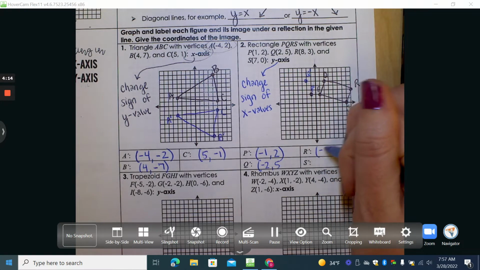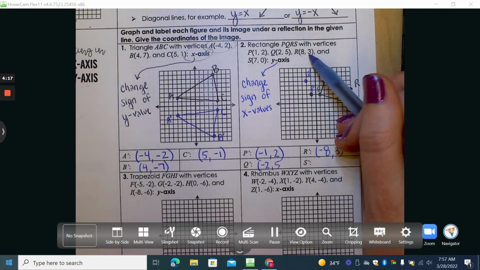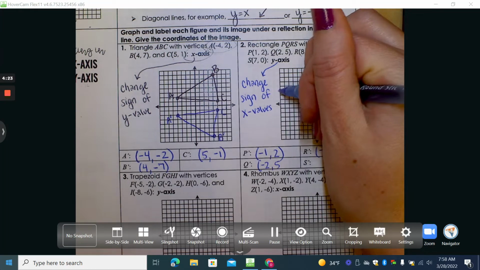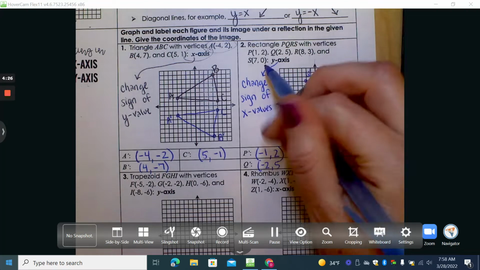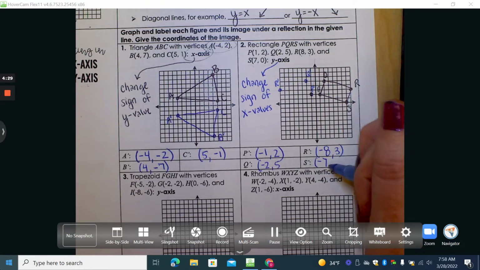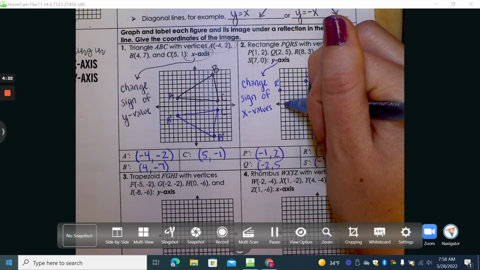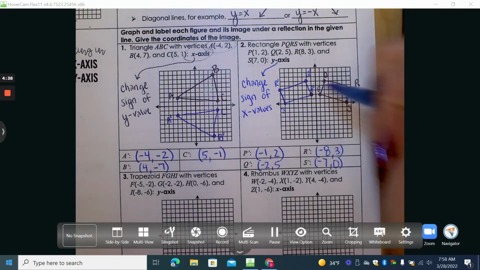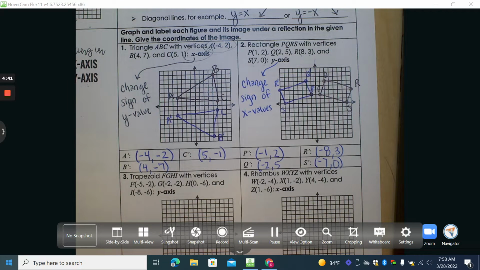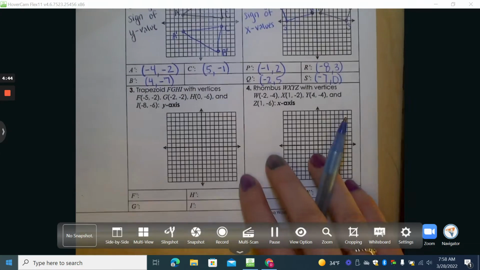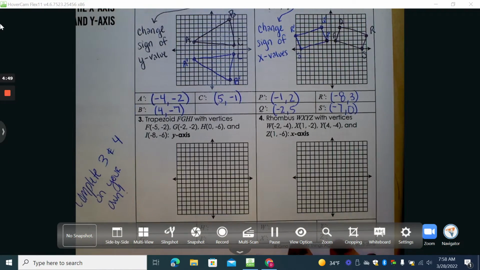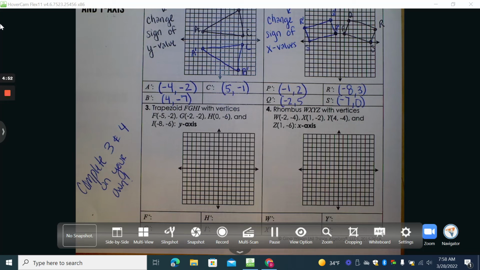R is going to be at 8, 3. Instead of +8, 3, I have -8, 3. So R is going to be all the way at -8, 3. And S, instead of 7, 0, it's going to be at -7, 0. And so it's going to be all the way over here. And so this is my new rectangle, now flipped over to the other side of my y-axis. You should be doing number 3 and 4 on your own. So take a minute to do that, and then we'll move on to the next page.